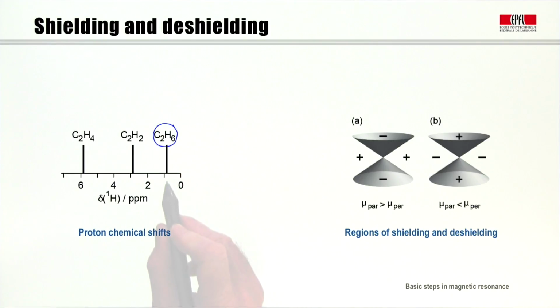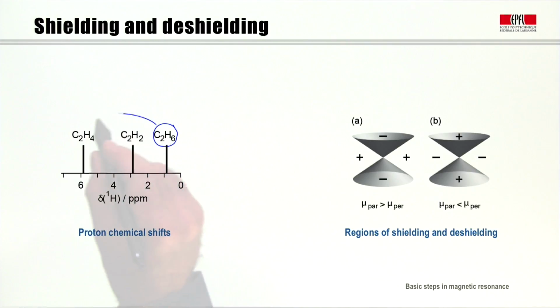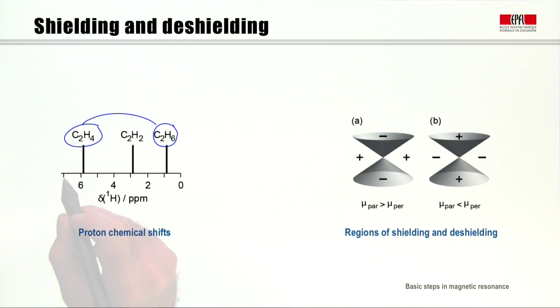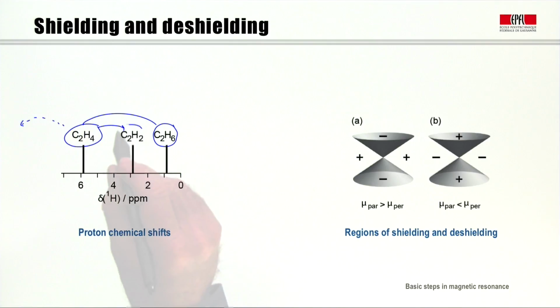It is not very far from methane, and it's on the right-hand side, close to 1 ppm. If we now introduce a double bond, we jump from here to here, and if we introduce a triple bond, you might think that we go even further. Well, that's not true. In fact, we go back one step, so to speak, and that is because of the anisotropy of the triple bond, of the electron motion within the triple bond.